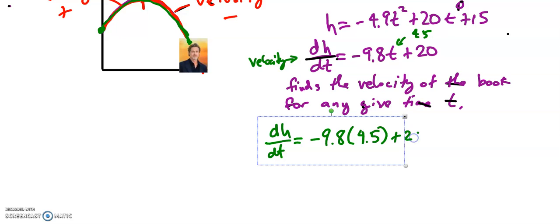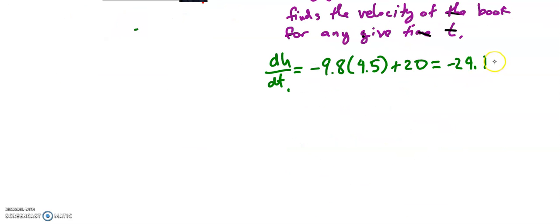and then I add 20, when I do this math, I'm going to get an answer of negative 24.1. And that should be units of meters per second, or as IB likes to say, meters per second. So that book is traveling 24 meters in 1 second. That's pretty fast. Ouch. All right, folks, that's the end of it.